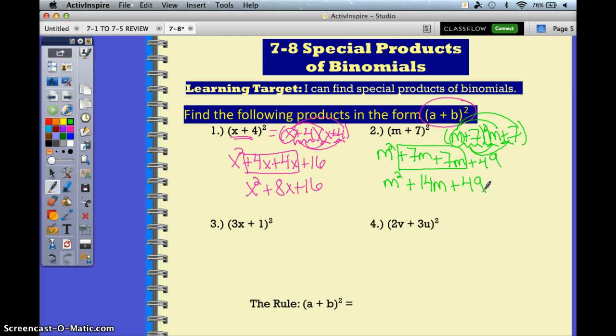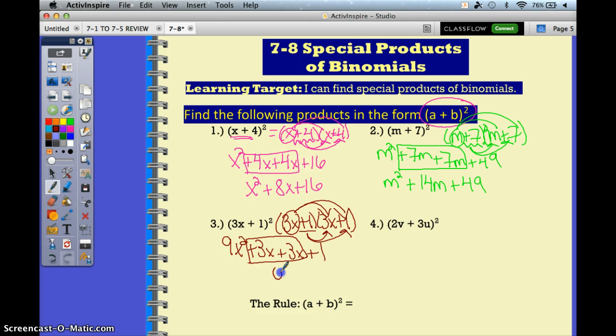Let's go down to the bottom 2. This one here, now we have 3x plus 1 times 3x plus 1. So when we distribute our positive 3x, 3 times 3 is 9x squared. 3x times 1 is plus 3x. Positive 1 times 3x is plus 3x. Positive 1 times 1 is plus 1. Combine our like terms. 3x plus 3x is 6x plus 1. So you have 9x squared, it's a positive 6x, so it's plus, and that's our final answer.